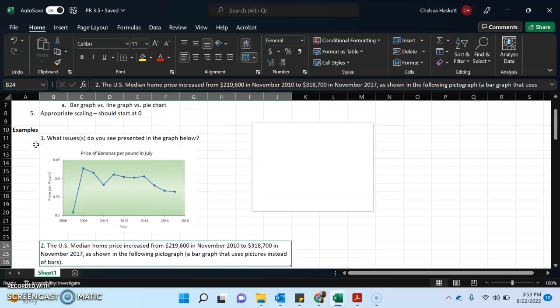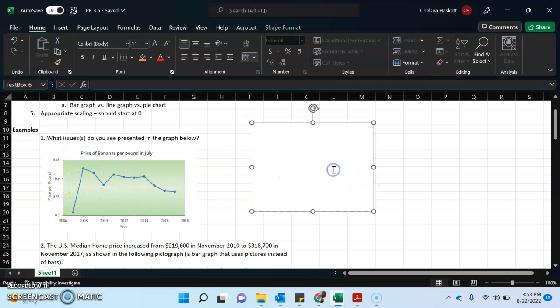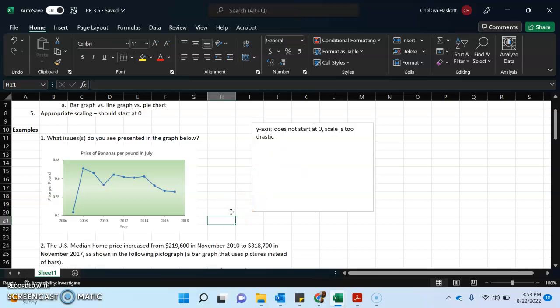All right, so looking at this graph here, what issues do you see presented in the graph? Well, the last one, number 5, says it should always start at 0, but we don't. On our y-axis, we do not start at 0. That's a problem. And if you look at it, the scale is too drastic. Like 2006, 2000, it's just all over the place. So the scale is too drastic.